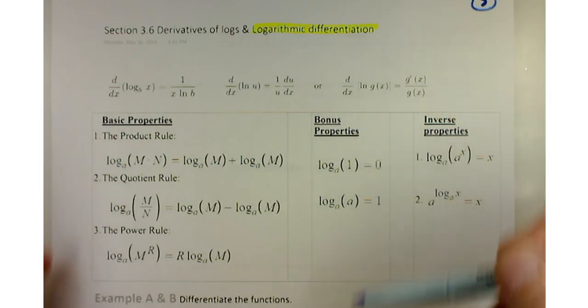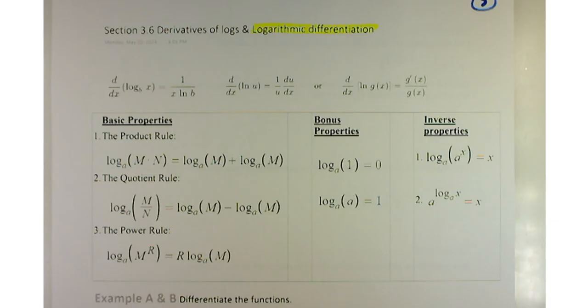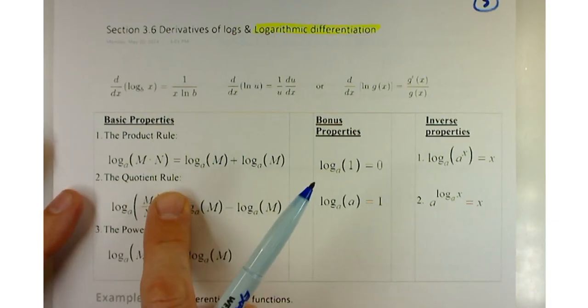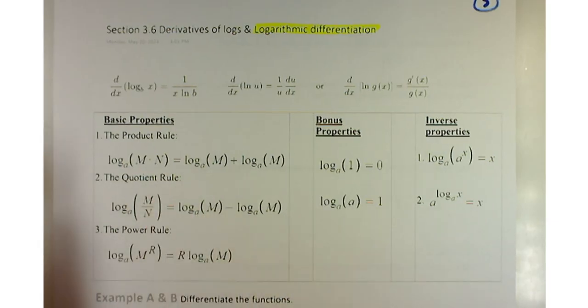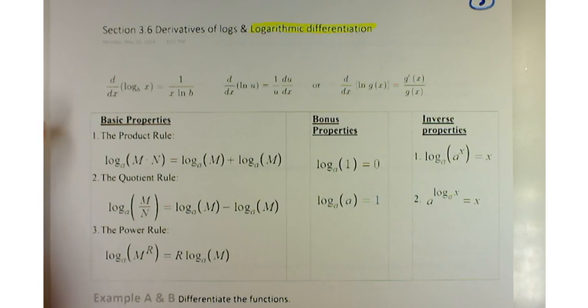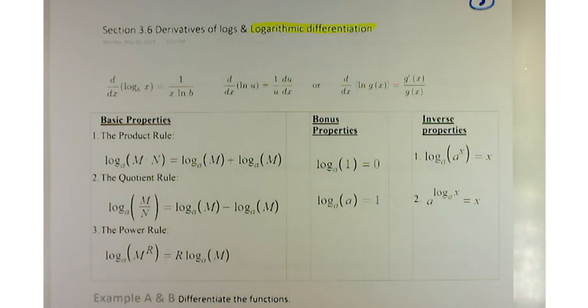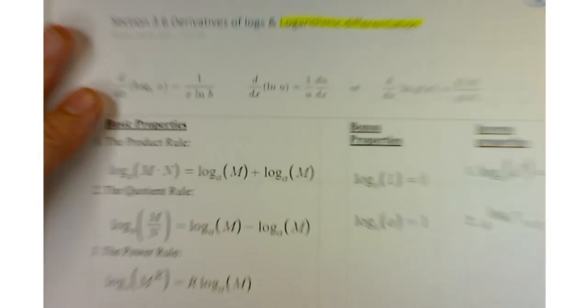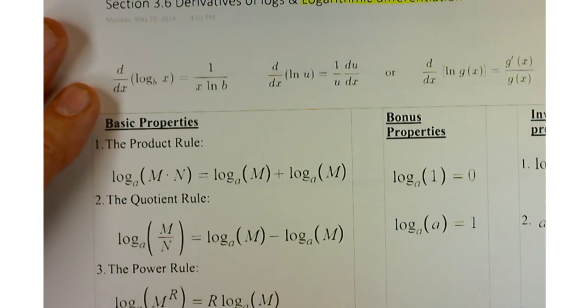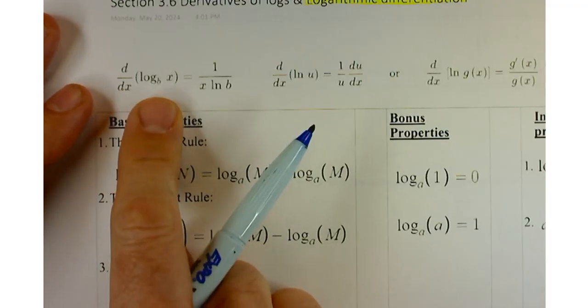Here's some reminders of your basic rules for logarithms: product rule, quotient rule, etc. At this level, we have to distinguish between the product rule for logs and the product rule for derivatives. But your rules for logarithms in terms of differentiation are up here.